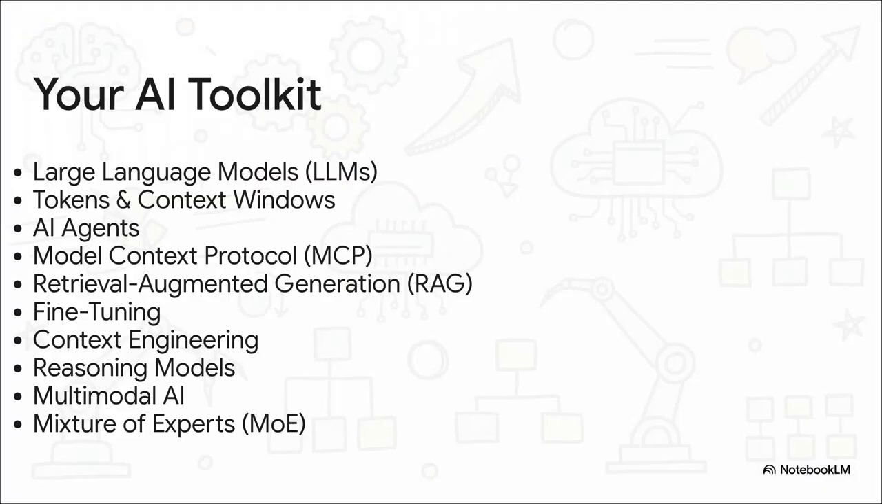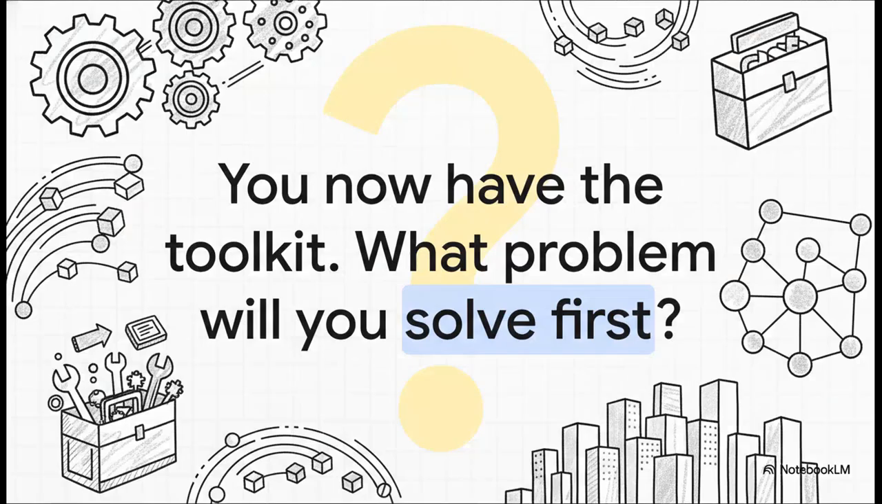So, to recap, there's your AI toolkit: LLMs, tokens, and context windows, AI agents, MCP, RAG, fine-tuning, context engineering, reasoning models, multimodal AI, and mixture of experts. Understanding these is no longer optional. It's the foundation for building in this new era. These concepts aren't just theory. They are the actual tools being used right now to build the next generation of software. The only question left is, now that you have the toolkit, what problem will you solve first?